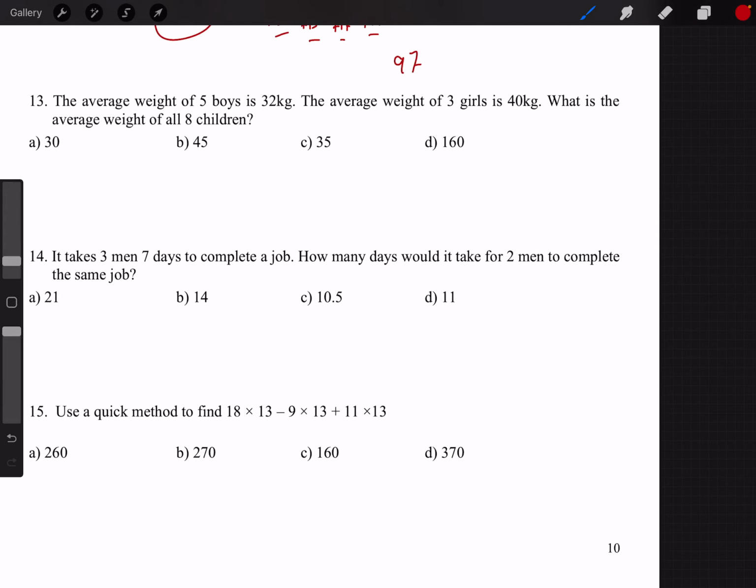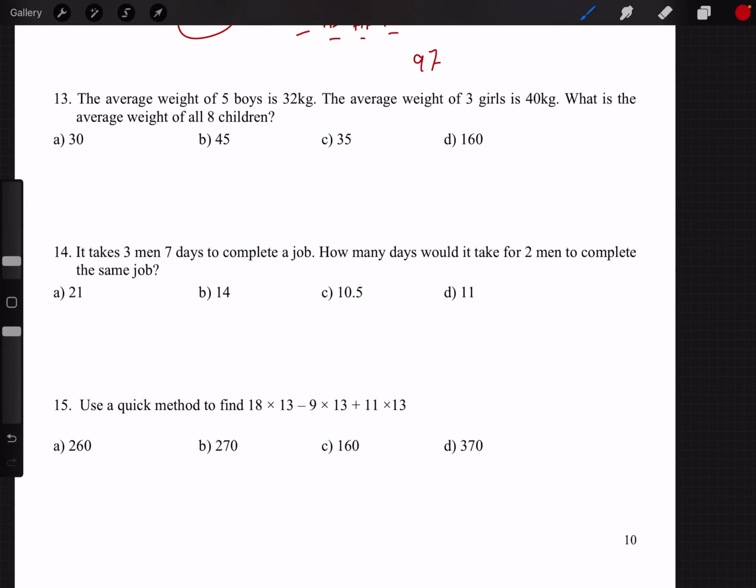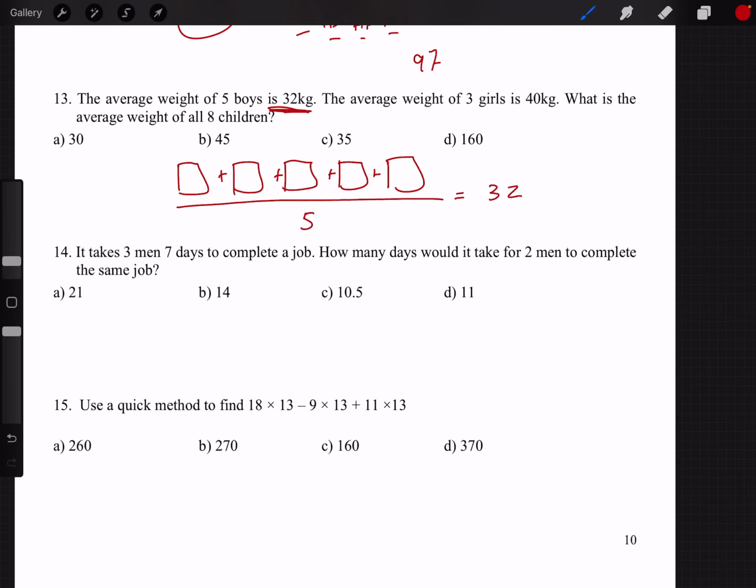Question 13. The average weight of 5 boys is 32. So imagine you got 5 boys' weight. These squares represent the weight of the 5 boys. They're not the same. Now, how do you find the average of the 5 boxes here? Well, you just add them together and divide it by 5, and you get the average. And the average is 32.